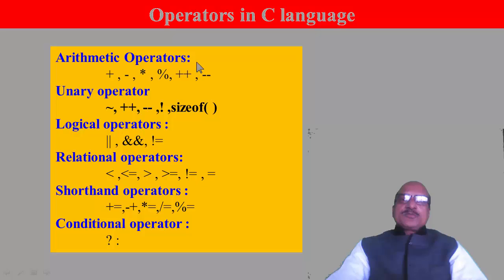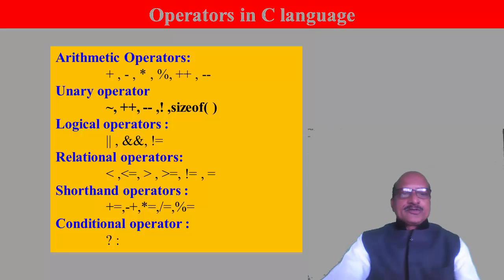Now the C language also provides other operators: unary operators, logical operators, relational operators. If you want to make comparisons between two values, then you can use these relational operators in if statements. There are also shorthand operators and conditional operators. So a number of operators are provided by C language that can make our mathematical expression writing very simple. You may study all these later on.